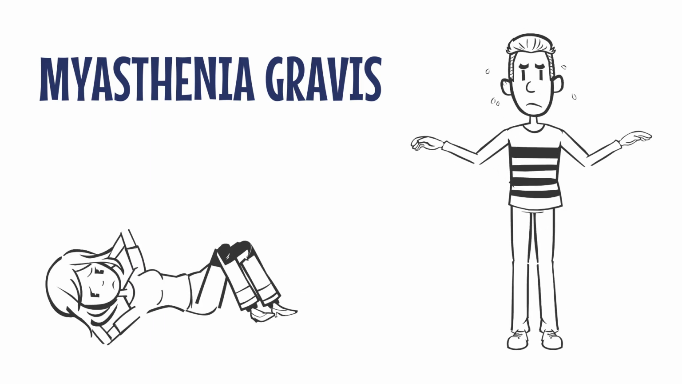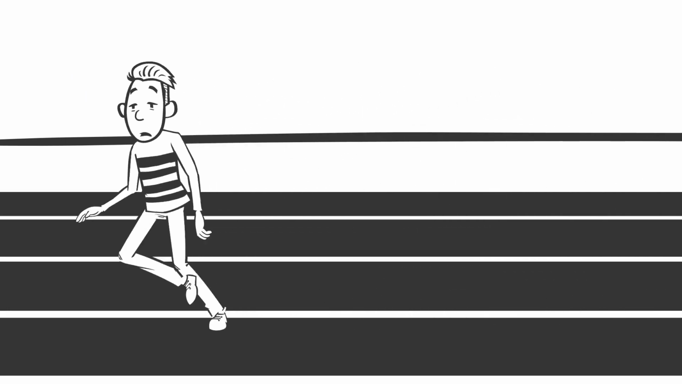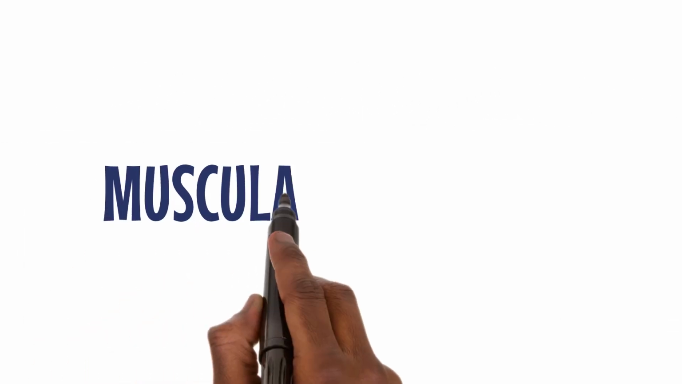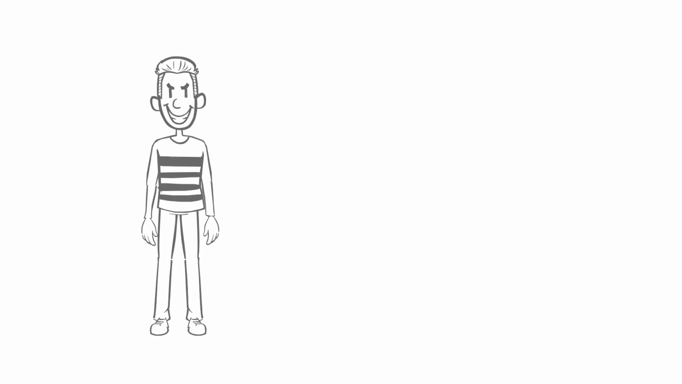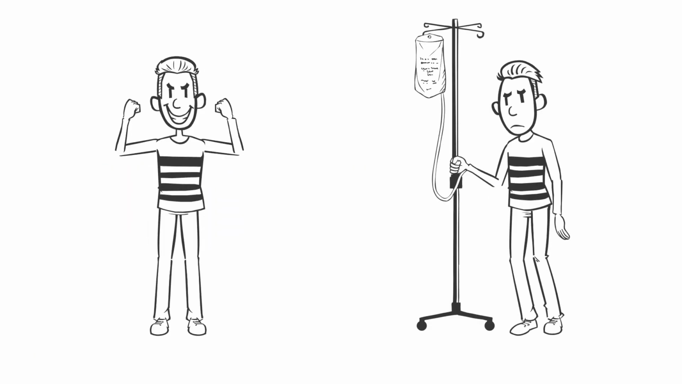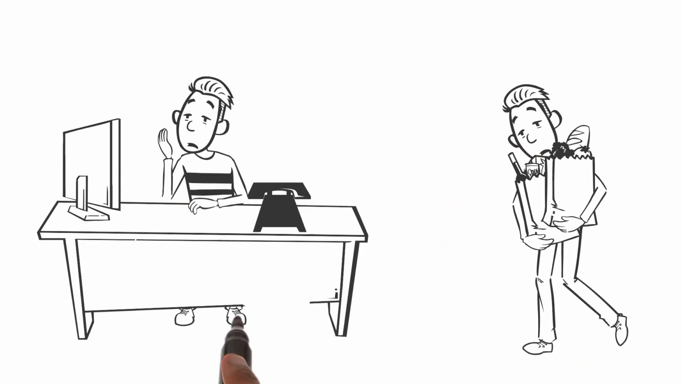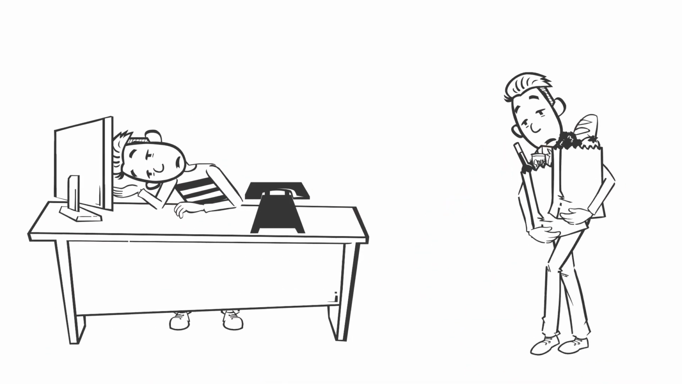Now, let's talk about some common muscular and skeletal disorders that can affect our movement. First up, we have myasthenia gravis, a condition where the muscles weaken and tire easily. Imagine trying to run a marathon with tired legs. It's tough, right? Another disorder is muscular dystrophy, where the muscles gradually weaken and degenerate over time. It's like having your muscles slowly disappear, making everyday tasks a challenge.